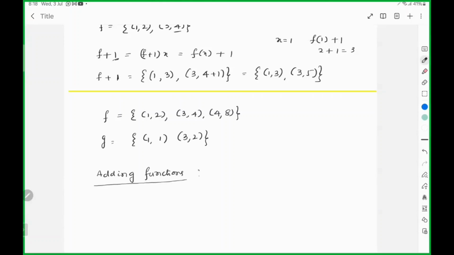But here it is defined on the set. Set means domain, the first elements. Another function is defined on the set 1, 3. So whenever their domains are different, all the operations are defined on the intersection. Intersection means common elements. Even if 4 is extra, we can neglect it.